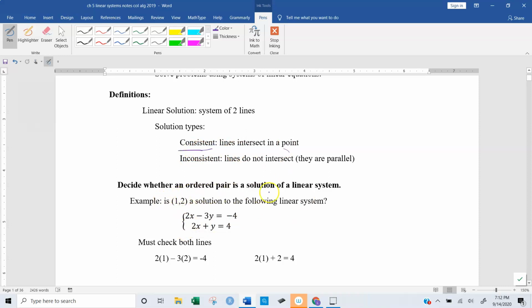Okay, now I want to know if an ordered pair is a solution of a linear system. To do this, we're going to give you an ordered pair or a point, and we're going to give you two equations. What you have to do is plug the ordered pair in, so the 1 for the x and the 2 for the y, and see if it equals the -4. And you have to do the same for both equations. So we plug it in here. 2 minus 6, does that equal -4? The answer is check. Now we plug it in here. So we have 2 plus 2, does that equal 4? And the answer is check. So yes, this is a solution. These two lines meet at that point.